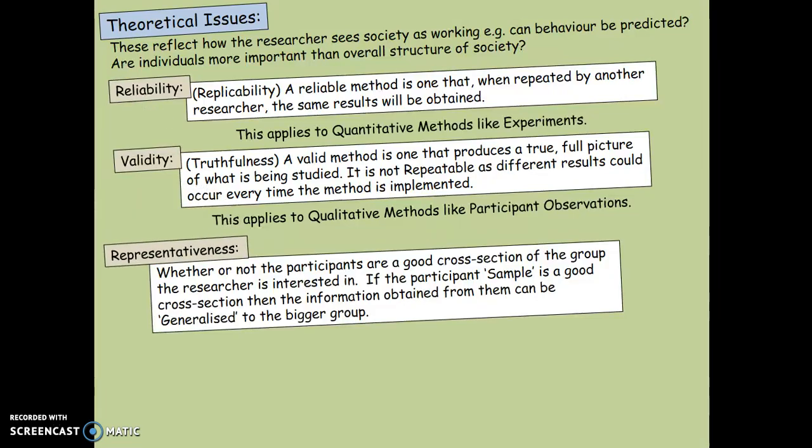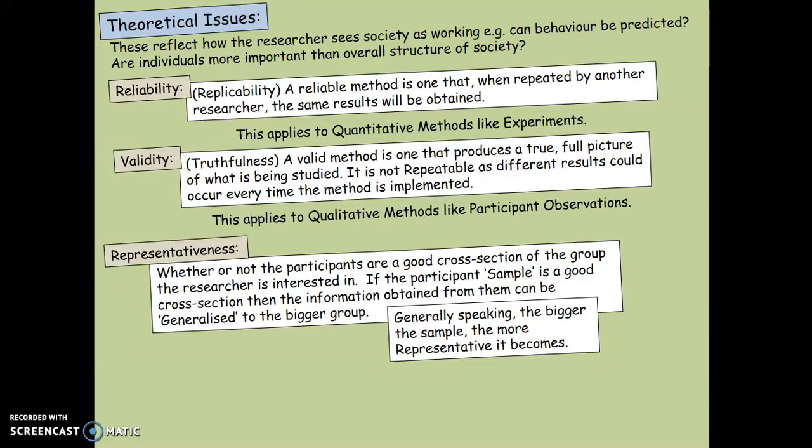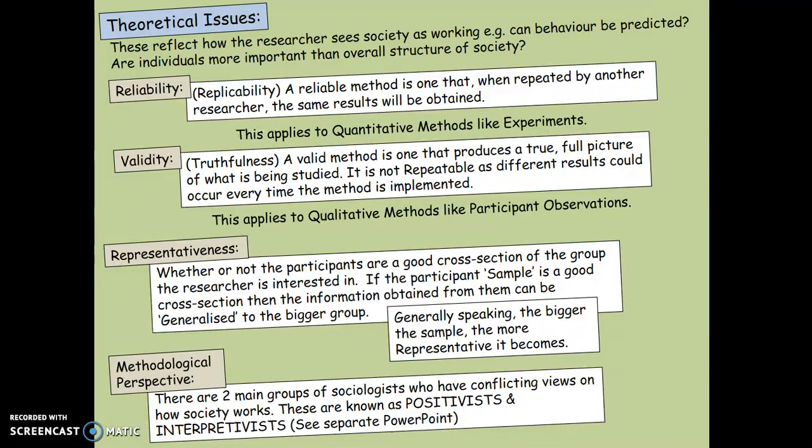Representativeness. Whether or not the participants are a good cross-section of the group the researcher is interested in. If the participant sample is a good cross-section, then the information obtained from them can be generalized to the bigger group. Generally speaking, the bigger the sample, the more representative it becomes. Methodological perspective. There are two main groups of sociologists who have conflicting views on how society works. These are known as positivists and interpretivists. See a separate PowerPoint.